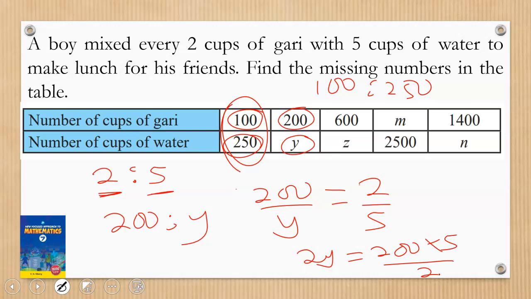So when I do the calculation there, 2 can divide 200 as 100. And so we have 5 times that, which will give us 500. So it is obvious that if I double this 100, I get 200. When I double this one, I'm going to get 500 in place of y. I hope it makes sense that way. Good. So y is 500, right? Good. Let's do the same thing for 600.